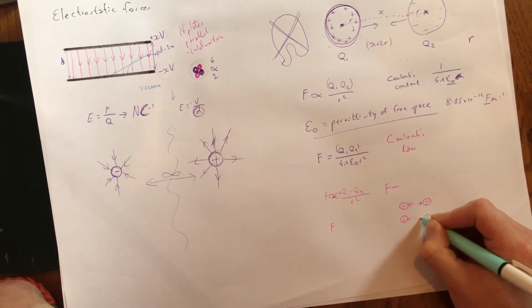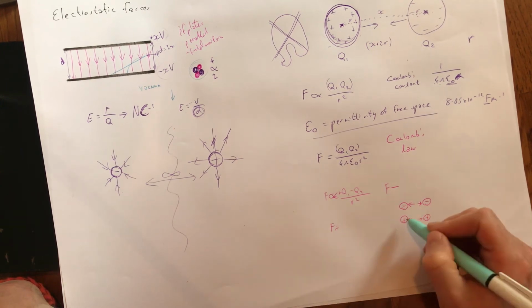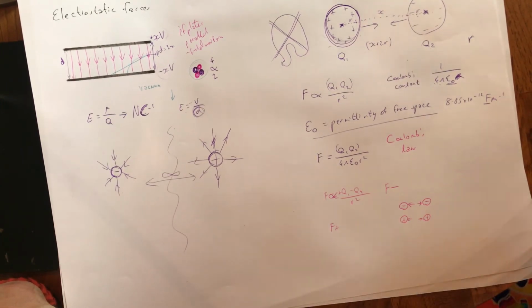that means we get a positive answer because, multiply two negatives, we get a positive, multiply two positives, we get a positive.